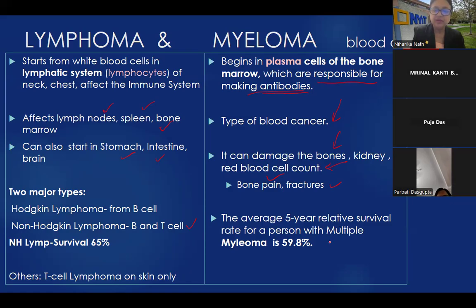And look at the survival rate of a myeloma. A person who has multiple myeloma, we're not going to get into the details, but multiple myeloma, again, starts from the bone marrow, but these are your plasma cells. The survival rate is 60%. So 60% survival rate over 5 years. That means there is a good amount of death in these. And T cell lymphoma takes place on the skin, so let's just ignore that for the while.